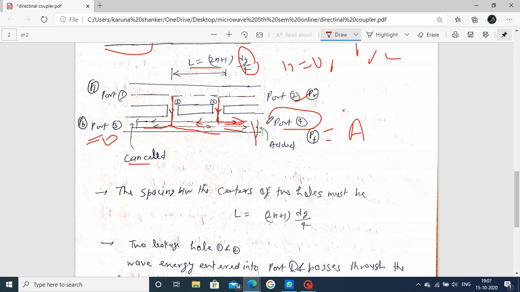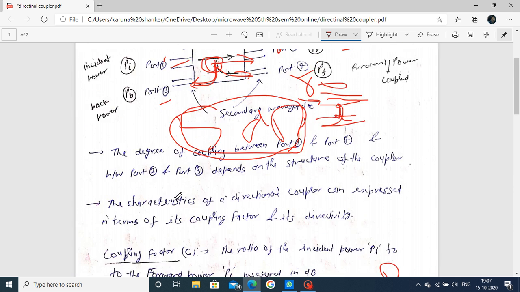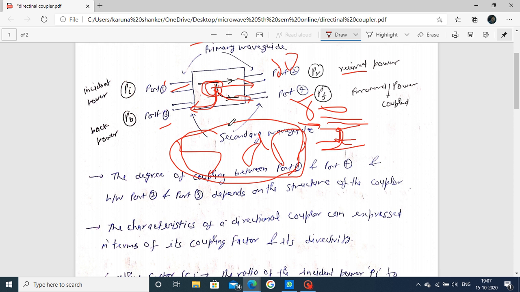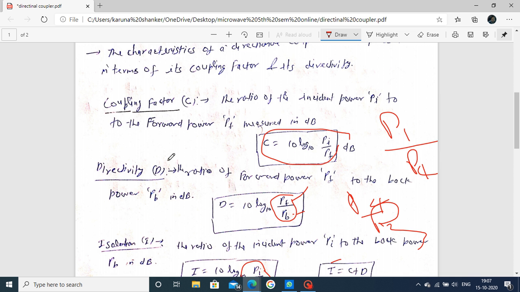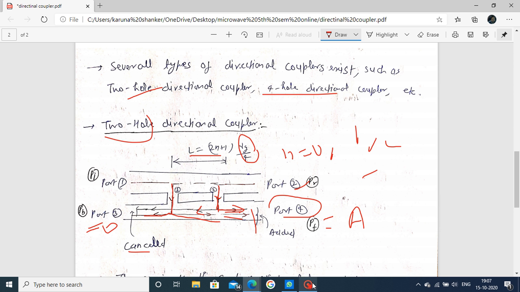Similarly, if we apply the input at port number 2, we observe the directivity, isolation, coupling factor, etc., which are also derived for this two hole directional coupler, as defined when we considered the single hole directional coupler. There we only defined the single hole. Similarly, the same relations for coupling, directivity and isolation are explained here. This is your directional coupler.